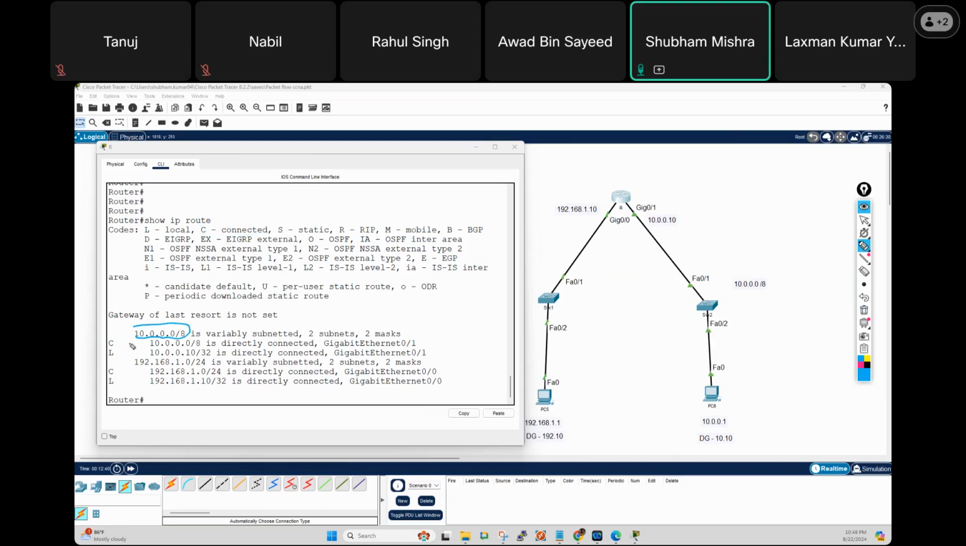10.0.0.0/8 means this is the network ID. I hope you guys are already aware about subnetting, right? So this is called the network ID, so we cannot assign this one to any device. Yes or no? We are assigning a particular IP address. A particular IP address is /32.